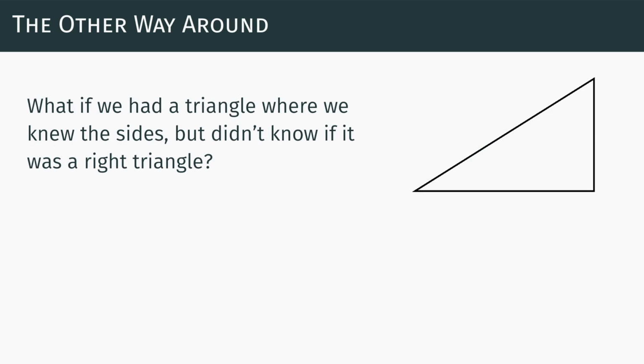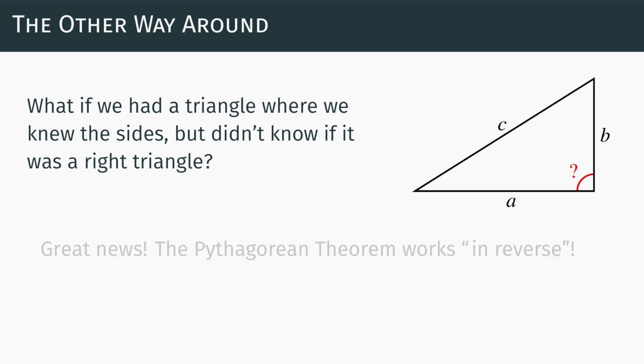All right, so going back to the geometry part, what if things were the other way around? What if we had the triangle and we knew what all the sides were, but we didn't know if it was actually a right triangle? We knew what A was, we knew what B was, we knew what C was, we had numbers for all of them, but we didn't know if we were looking at a right triangle. Well, great news! The Pythagorean theorem works in reverse. And by that I mean you can check and see, is that equation, a squared plus b squared equals c squared, actually true? Does that work out? And if it does, boom, you know you've got a right triangle. We can go the other way with it.